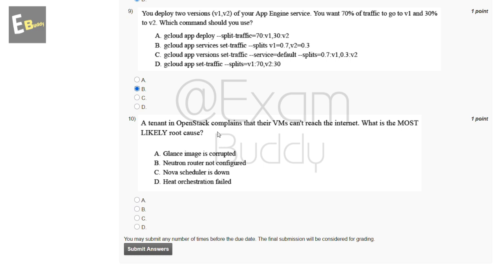Now the 10th question is: a tenant in OpenStack complains that their VMs can't reach the internet. What is the most likely root cause? So these are the options, and the answer to our 10th question is B: Neutron router not configured.